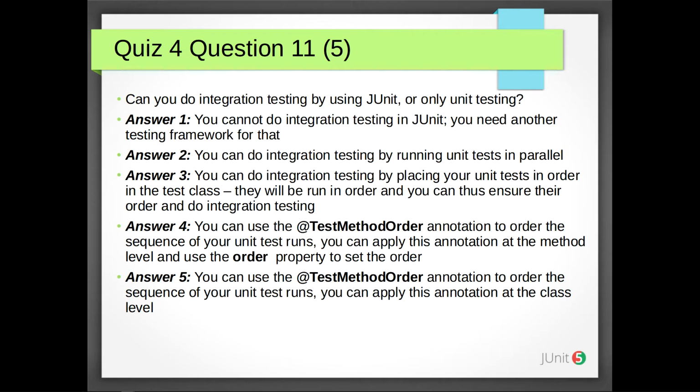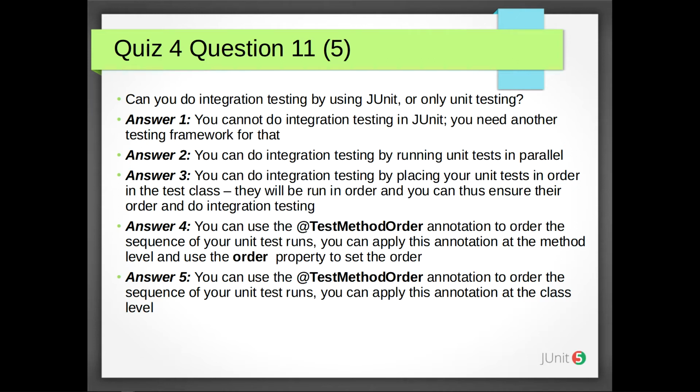Answer 4. You can use the @TestMethodOrder annotation to order the sequence of your unit test runs. You can apply this annotation at the method level and use the order property to set the order. Answer 5. You can use the @TestMethodOrder annotation to order the sequence of your unit test runs. You can apply this annotation at the class level. And the correct answer is answer 5.